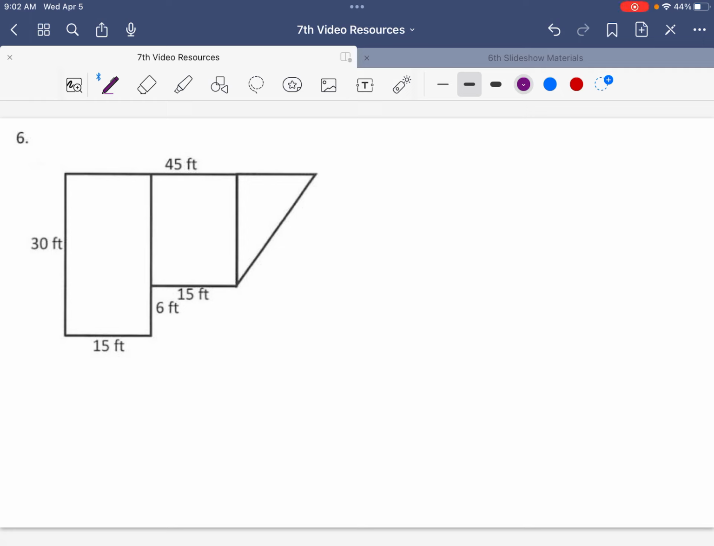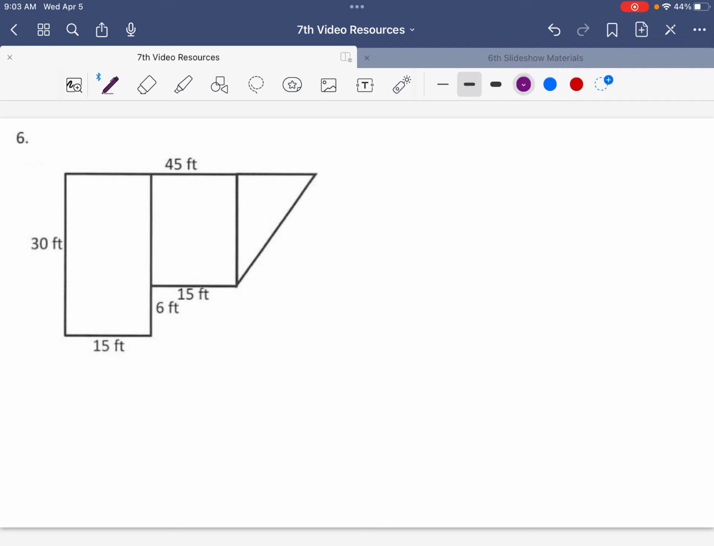Hey guys, today we're going to be looking at how to find the area of composite shapes. A composite shape is just a shape that has more than one simple shape. So for example, when we're making houses in elementary and drawing pictures, that would be a rectangle with a triangle. That would be a composite shape because it is composed of more than one.